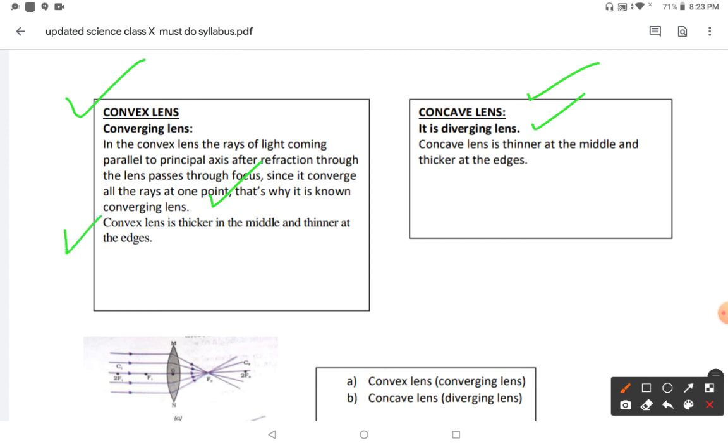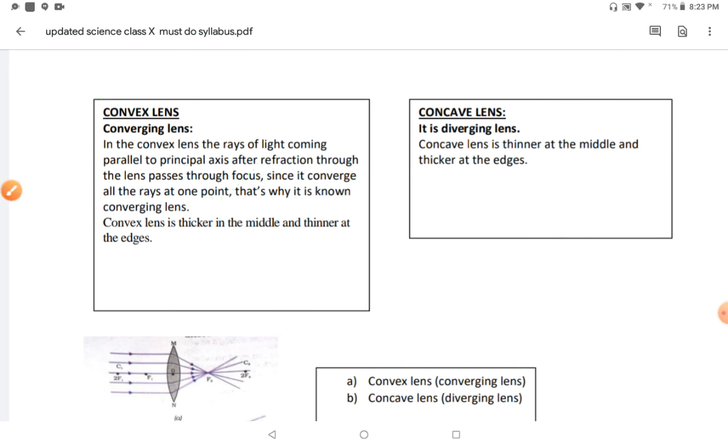The main difference between these two lenses is that the convex lens is always thicker in the middle, and its shape is like this, thicker in the middle and thinner at the edges. But in the concave lens the shape is like this, thicker at the edges and thinner at the middle. So this is the main difference between convex and concave lenses.